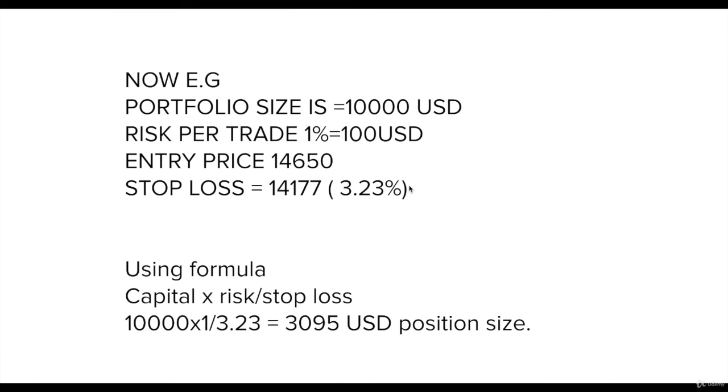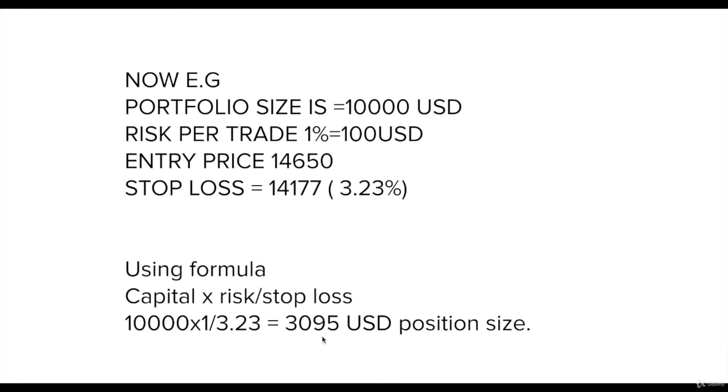So now using the formula, capital multiplied by risk divided by stop loss. So what was our capital? Our capital was 10,000 US dollars multiplied by 1%. We are taking 1% only risk per trade, divided by our stop loss. Our stop loss was 3.23% as I have explained on the chart. So equals to $3,095 position size. Now this would be our position size on this trade.